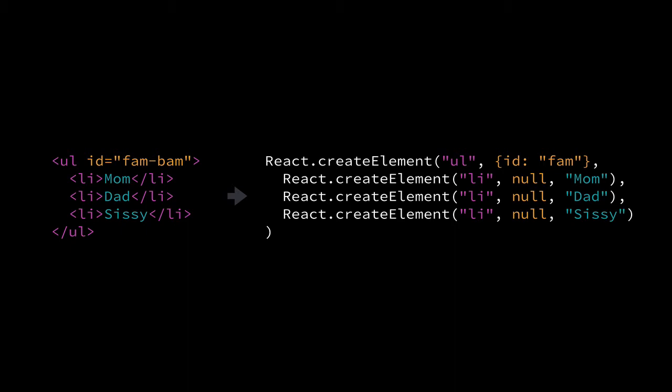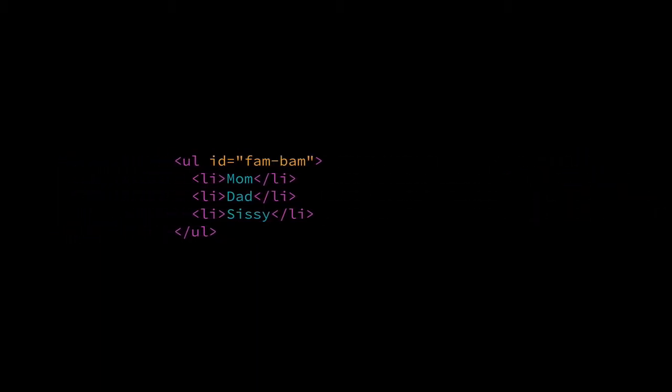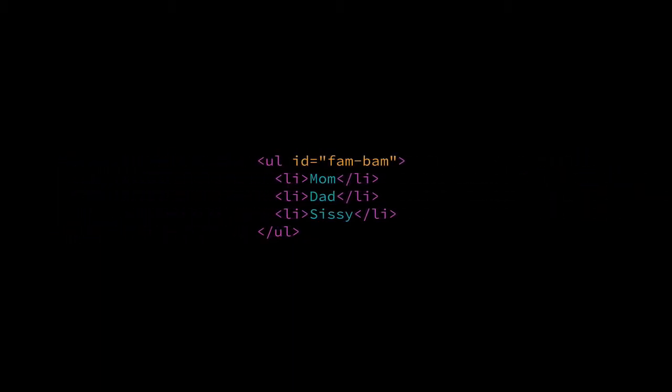So will you ever need to call create element directly? I doubt it, but it's important to get an idea of what JSX is doing for you. JSX tags simply map one-to-one to create element functions. I hope you now have a better idea of why we're able to return JSX tags in our render functions.